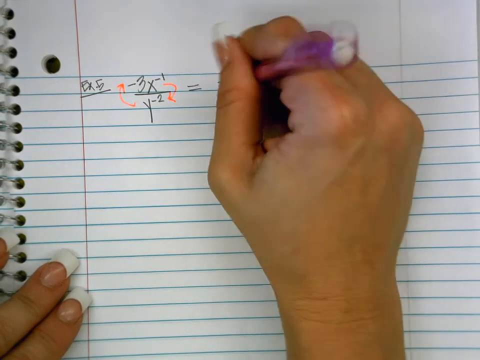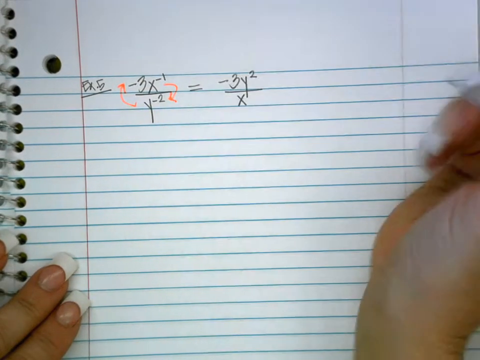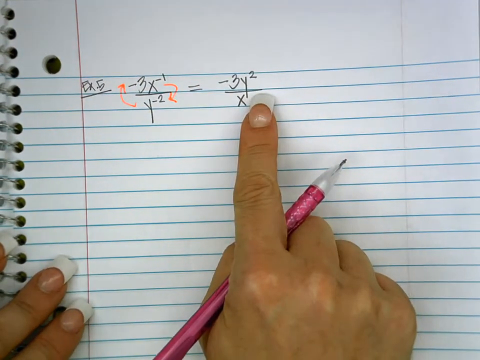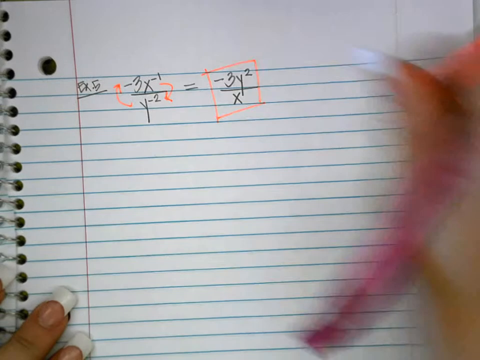The y to the second comes to the top and it becomes positive over x. Now, technically you could write x to the first, but we don't have to, okay? X is just a fine answer. If you write x to the first, that's fine, but you don't have to.